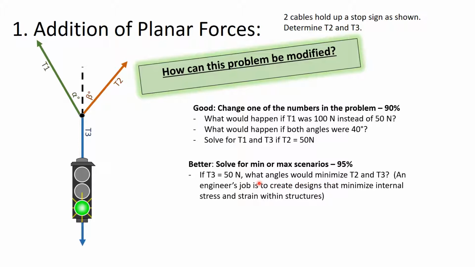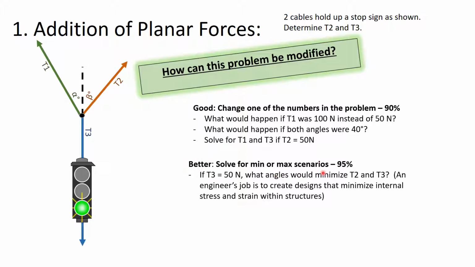So asking a question like, what angles would create the smallest tension? And this is the goal. You don't want a structure that is stressed out. The same weight can be supported by lots of different geometries up here. So what geometry would be the best? What geometry would create the smallest tensions up here? That would be a good engineering question to ask.